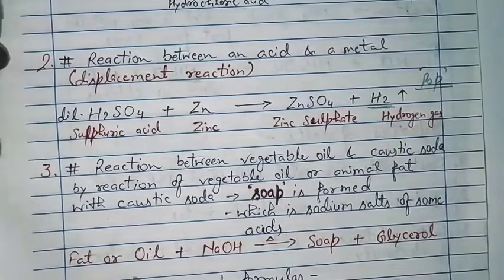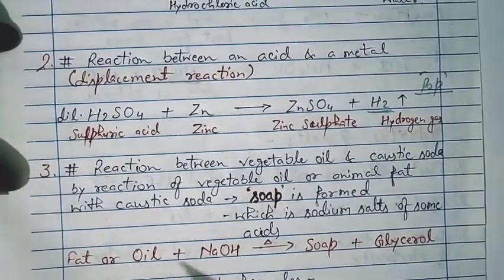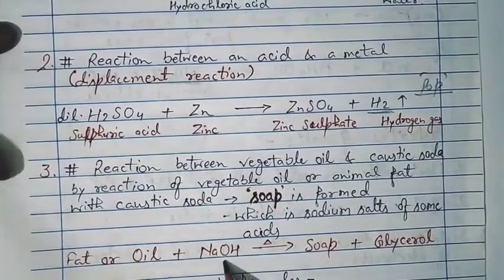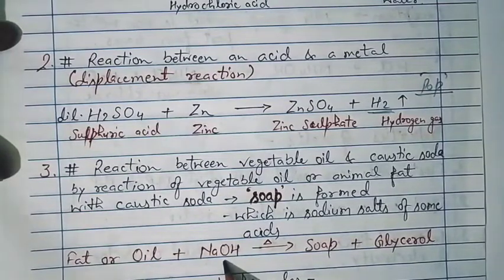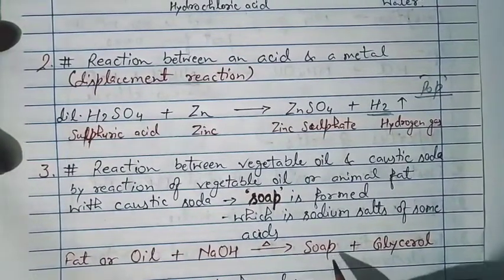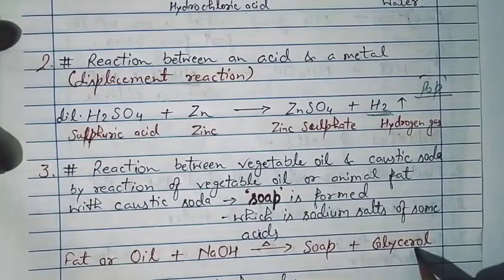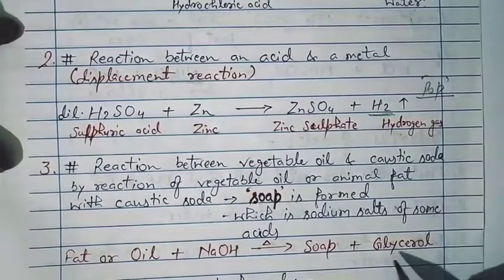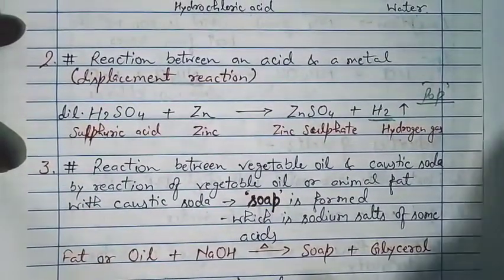So the basic reaction is fat or oil when added with NaOH, that is caustic soda, or you can say sodium hydroxide. On heating, it forms soap plus glycerol. Glycerol is a type of alcohol. These are the products obtained by this reaction.